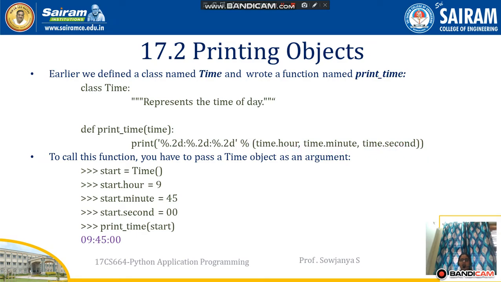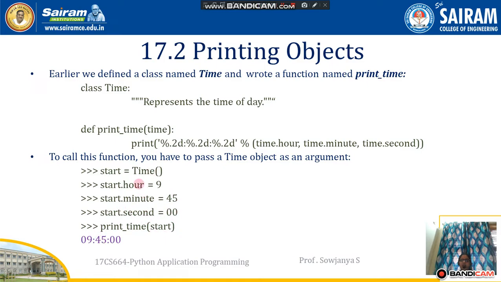Okay, so how do you call this function? When you want to call this function, you have to pass a time object as an argument. How do you pass that particular time object? You can see here start is equal to Time. Already in the previous chapter we have discussed this one. Start is equal to Time, then hour is 9, minute is 45, second is 0.